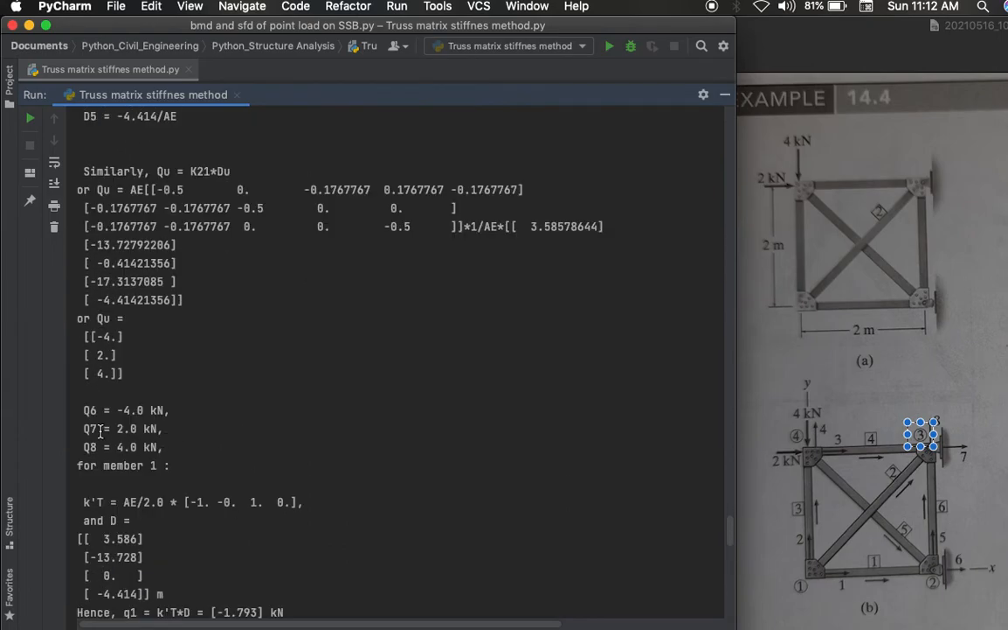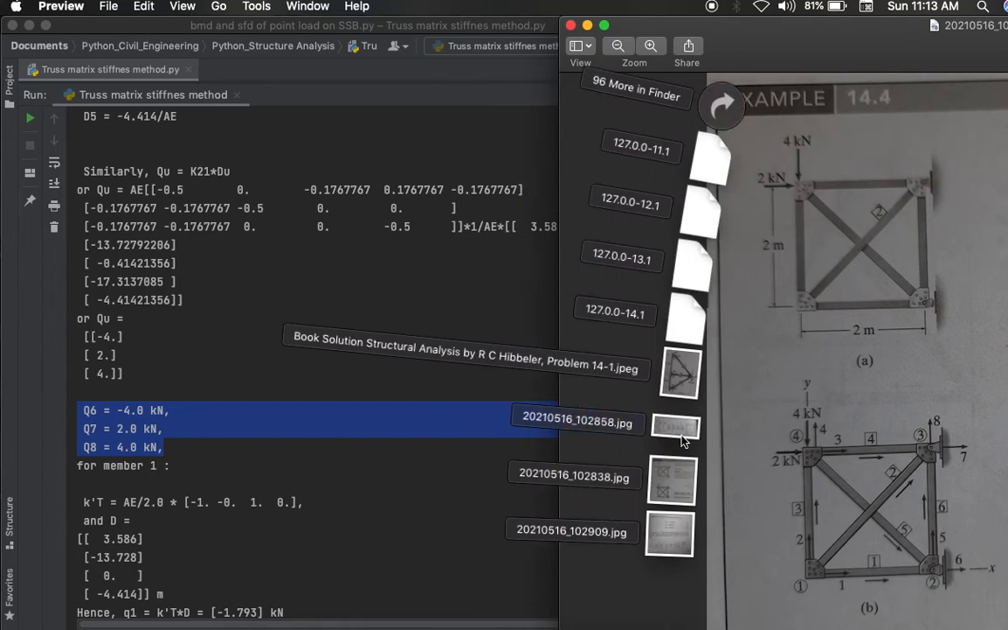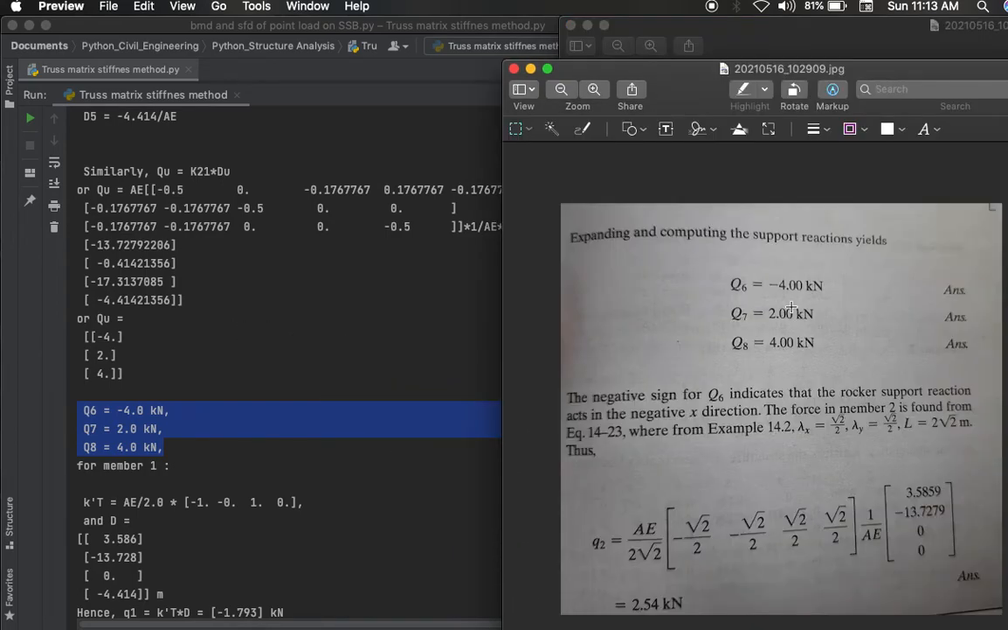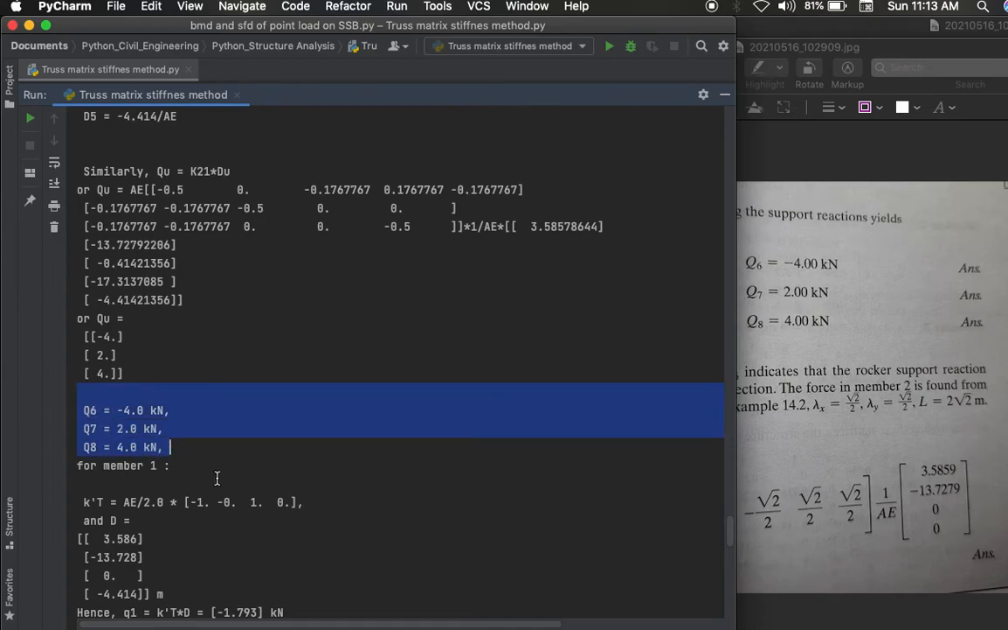But we were asked for the support reaction. So the support reaction is minus 4.0 kilonewton along 6. So along this direction, the support reaction is minus 4 kilonewton. Let us check the value as given in the solution here. This is Q6, you can see here Q6 is minus 4, Q7 is 2, Q8 is 4 kilonewtons. Okay, same values here we got.